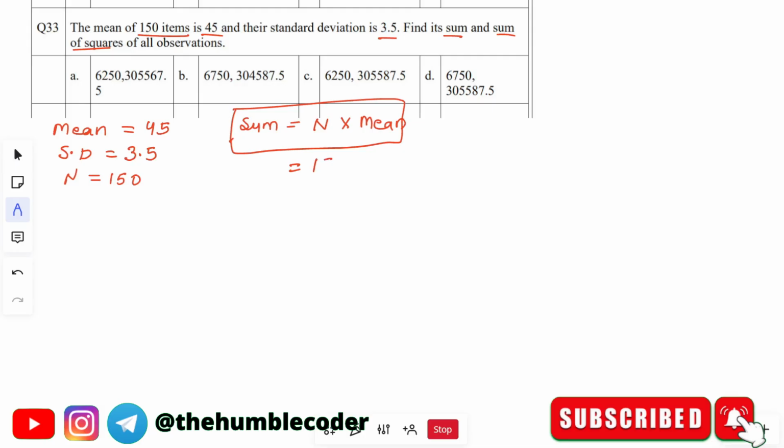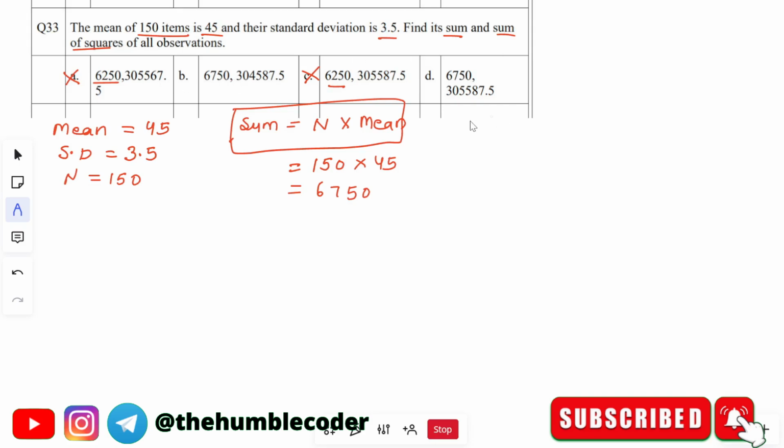Let's put the values here. 150 into mean value 45 is going to solve up to 6750. So see, after getting the first value also, you can eliminate the rest of the options. The first option cannot be the answer because it has the value 6250. The second option can be an answer because it has the value 6750. The third cannot be the answer because it has 6250, but the fourth can be the answer. Now we need to find the second value, and based on that we will decide the final answer.